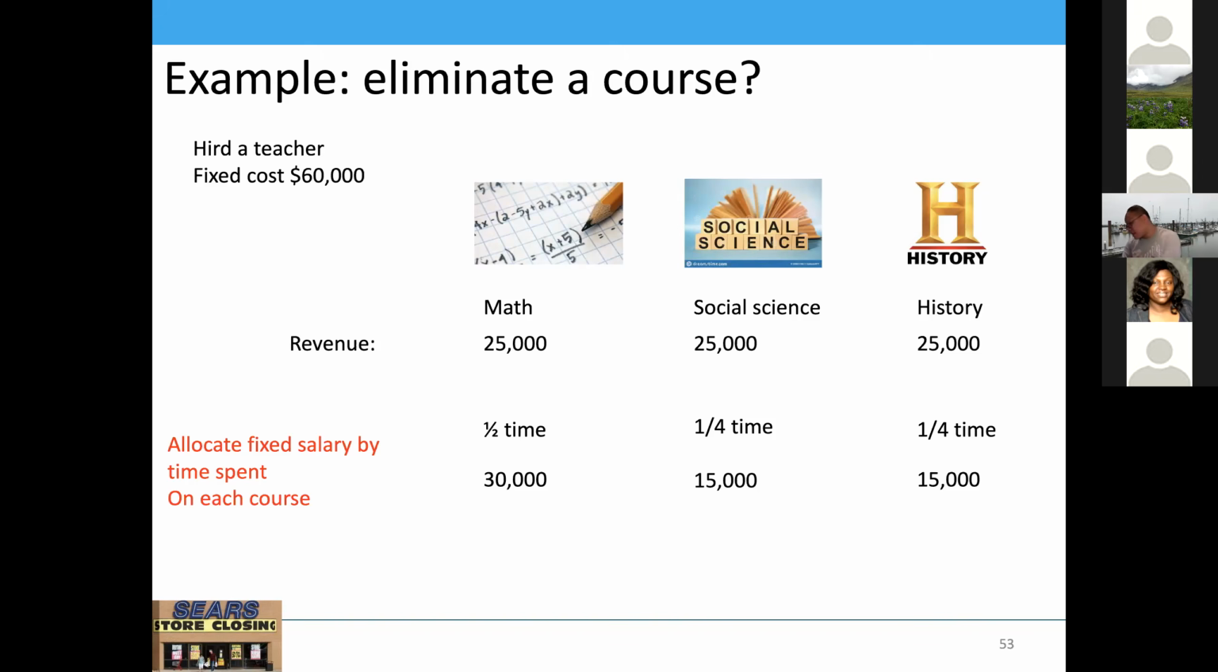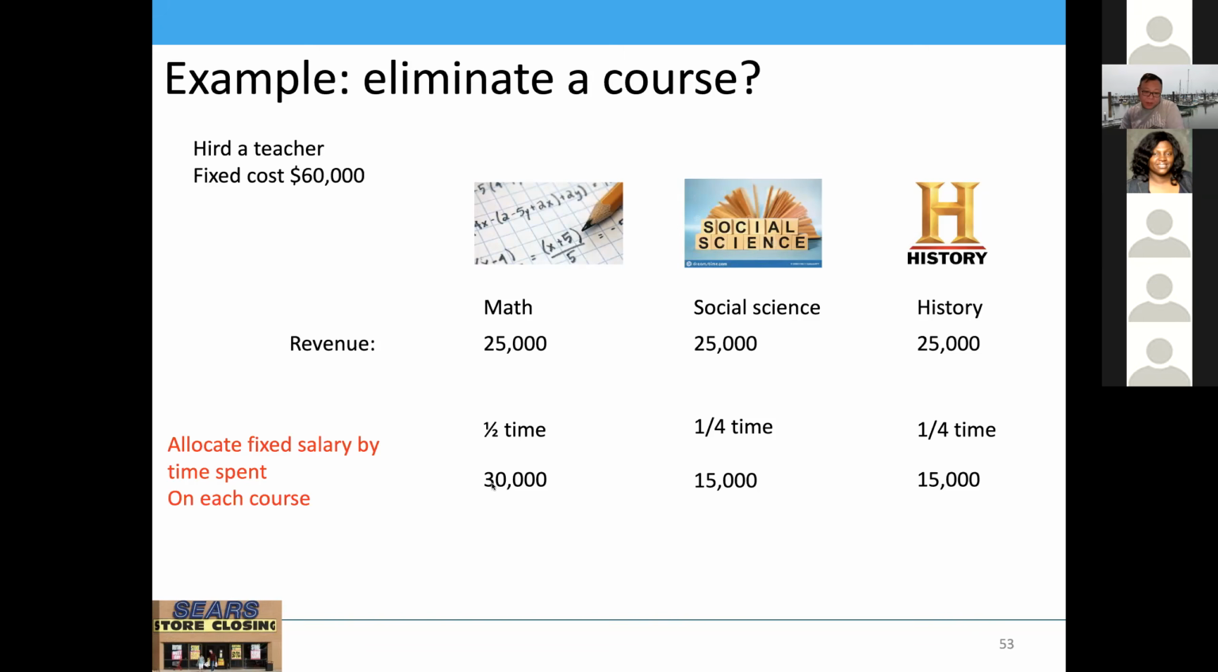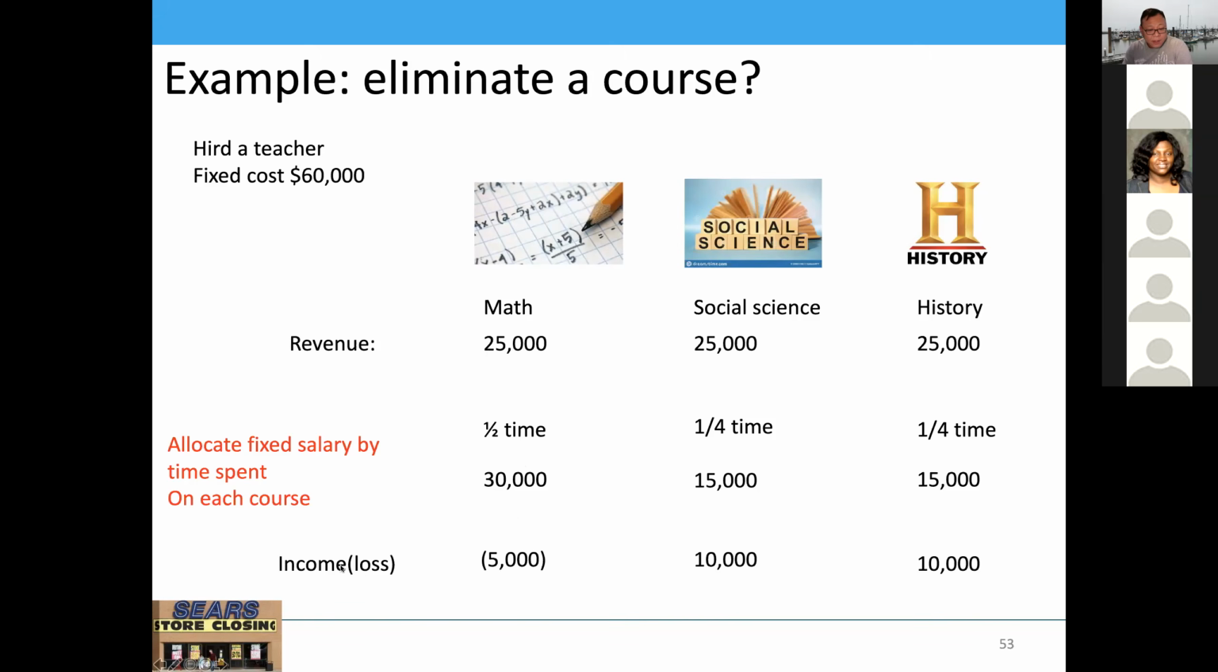Yes, thank you. That's it. Based on the time, if you spend half the time, allocate half of the fixed cost, half of the 60,000, so that's 30,000. Now let's see, for math, what's the income? For math, I earn 25,000, but the cost is 30,000. So I lose $5,000. For social science and history, for each of the courses, I make $10,000, 25 minus 15. So what's your decision?